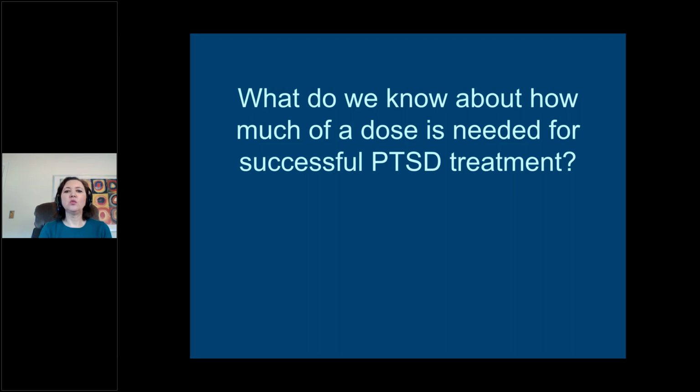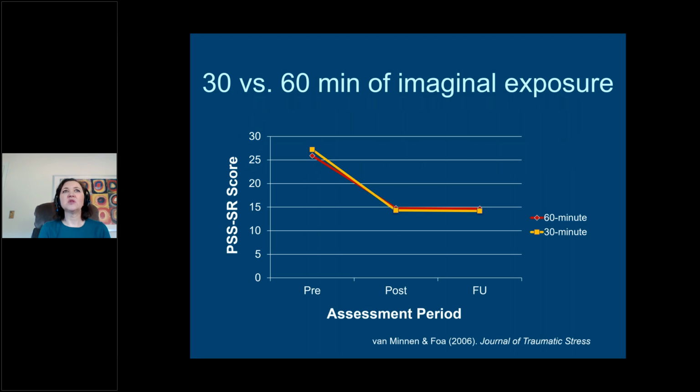So at that point, we realized that we had just assumed that we knew a lot about how much of a dose we need for PTSD treatment outcome. And we wanted to go and look at the literature to see what's actually been studied in terms of this. And what we found, and again, this was in the early 2000s, was that no one had looked at this question up to that point. So in 2006, it was the first study that was published that looked at this dose question.